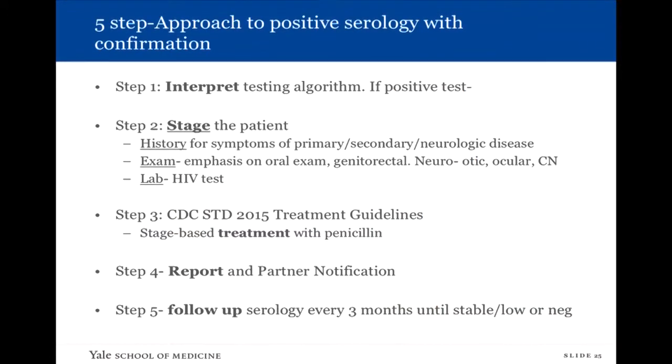So if you have a positive test, just remember you have to use your history and your exam to stage the person. Don't forget to do an HIV test. You're going to treat them according to the stage that you determine they have with penicillin. And don't forget to fill out that STD23 form, and you're going to want to follow up their serology every 3 months until it's negative or stable and low.